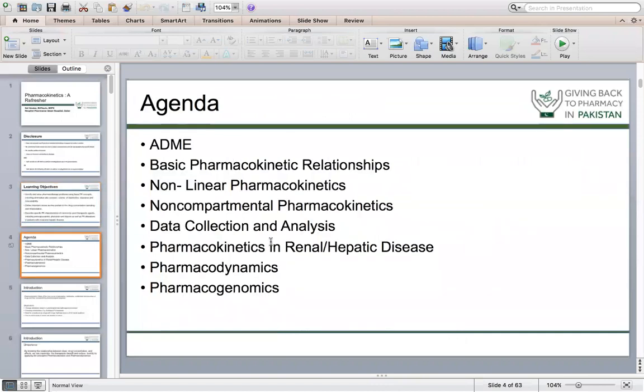So for today's meeting, our agenda will be to discuss basics of pharmacokinetics, which is absorption, distribution, metabolism, and excretion. Then we will also discuss some basic pharmacokinetic relationships and some formulas. And then we discuss non-linear pharmacokinetics. We'll touch non-compartmental pharmacokinetics. Then we will discuss some issues pertaining to data collection and analysis. We will also discuss pharmacokinetics in renal and hepatic disease. Then we'll also touch pharmacodynamics and pharmacogenomics.